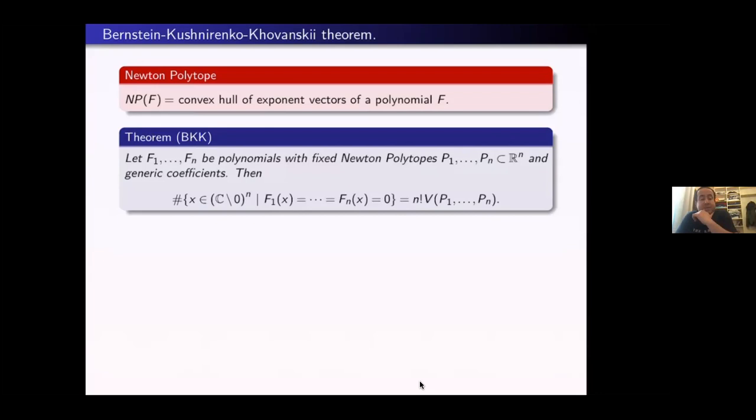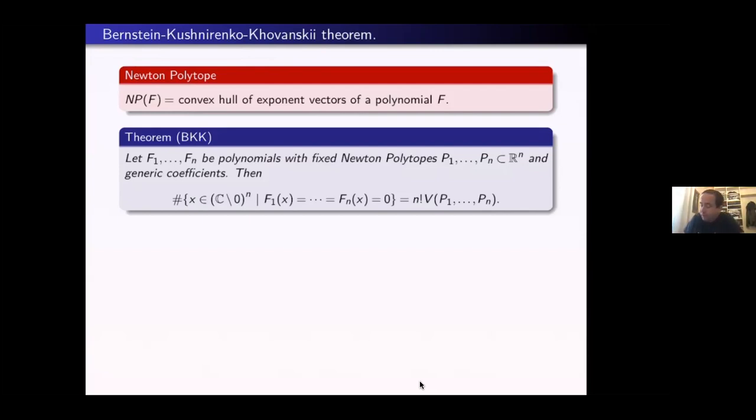Why is all of this interesting? Because there is this absolutely amazing theorem, which has millions of proofs. Part of it was first proved by Bernstein, after that proved by Kushnirenko. There is also a lot of development done by Khovanskii. So this is from algebraic geometry, which tells us the following, and it glues all of it together.